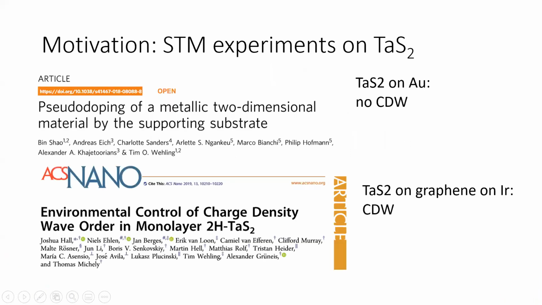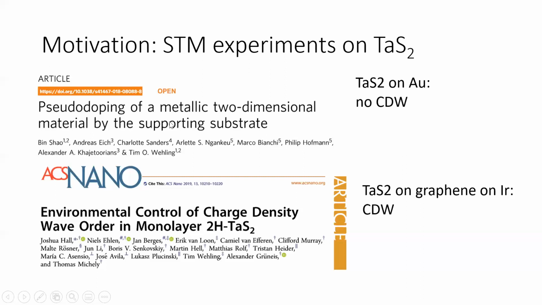And the motivation actually comes from two sets of experiments on tantalum disulfide, a material that we've seen a few times already in this workshop. These experiments are on a different polytype. I think most of what we've seen in the workshop was 1T tantalum disulfide, and these are experiments on 2H tantalum disulfide. And the interesting thing is that this material can have a charge density wave, but whether it has a charge density wave or not really depends on how you do the experiment.